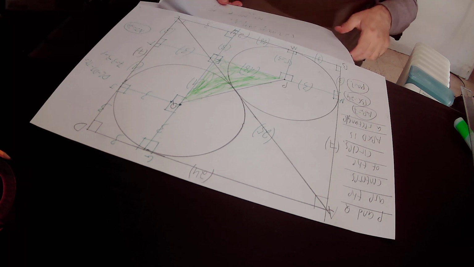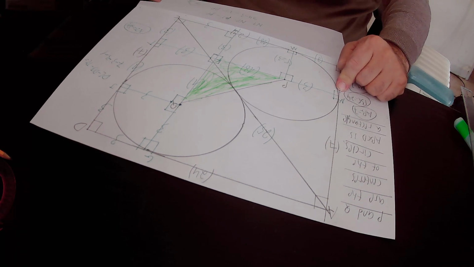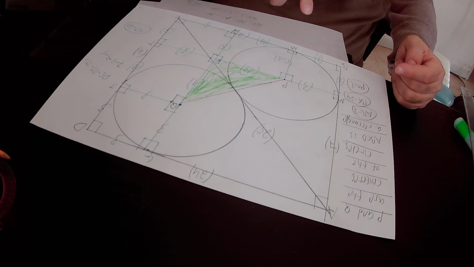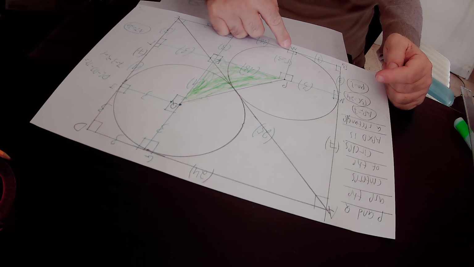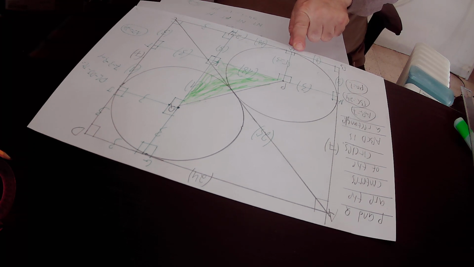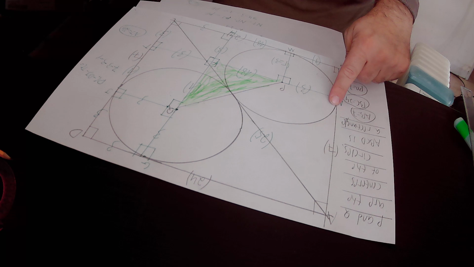And then first of all, we join points P and M together by a straight line. PM is the radius of this circle and is equal to 3 units. According to rule number 1, this angle equals 90 degrees and this angle equals 90 degrees. We join points P and N together by a straight line. According to rule number 1, this angle equals 90 degrees and this angle equals 90 degrees.